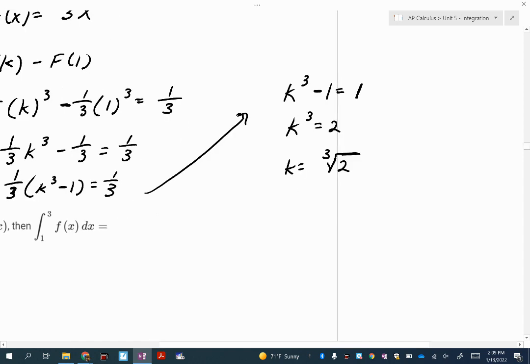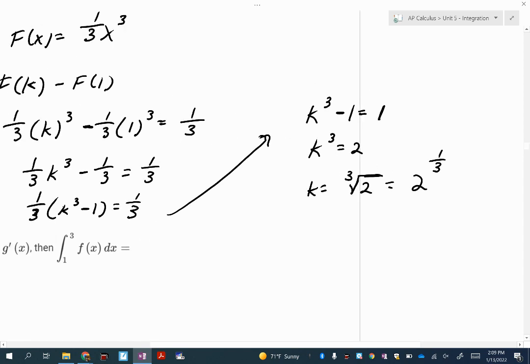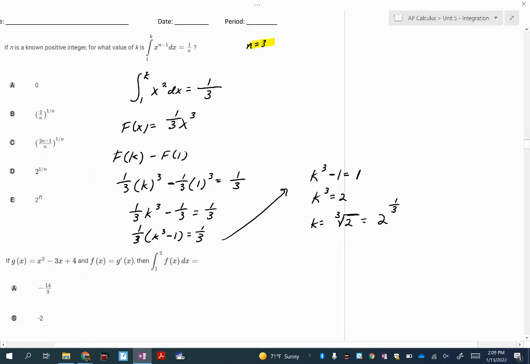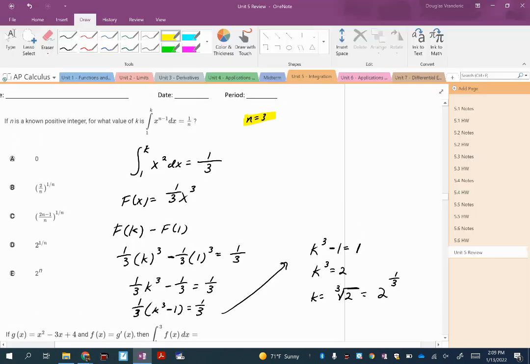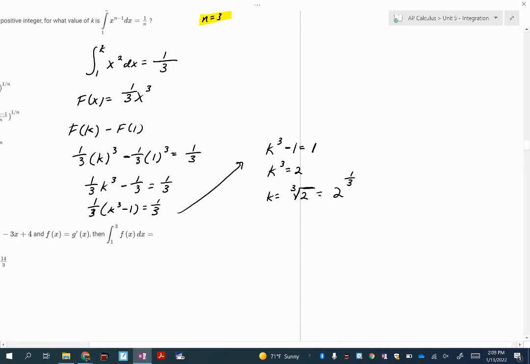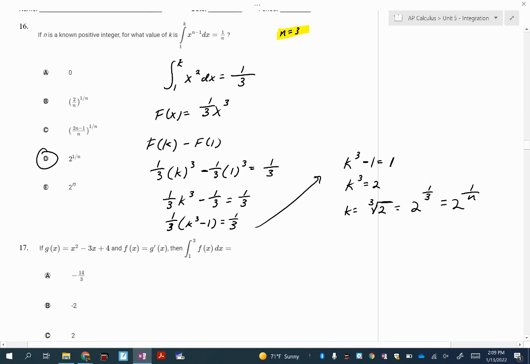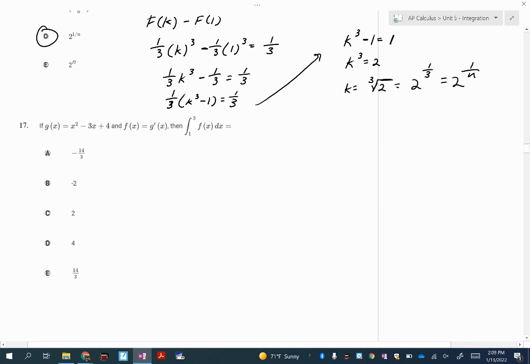All right, now another way to write this, as I said before, was 2 to the 1/3 power. And if you remember, the very first thing I said I was going to do was use n is 3. So for the answer choice, it's going to be 2 to the 1 over n power, which is D. So that's 16. Let's try 17.